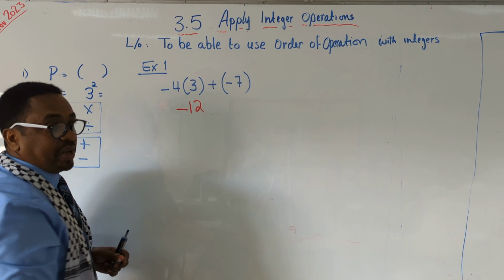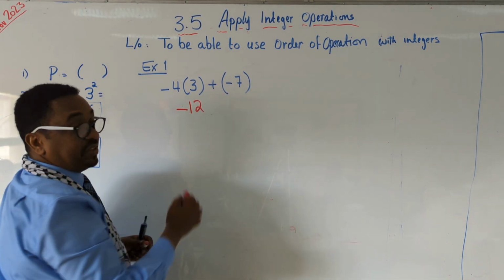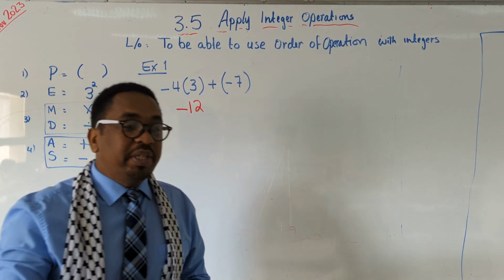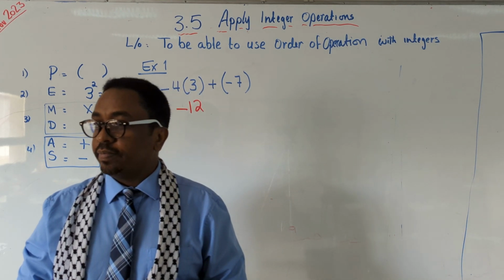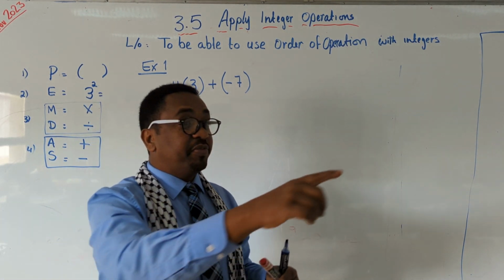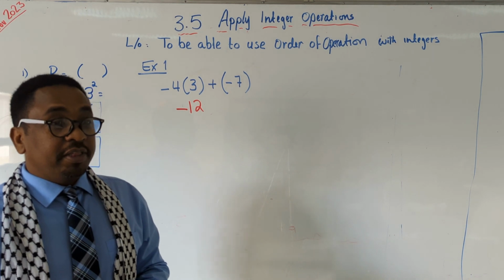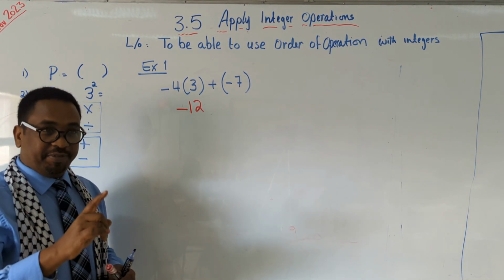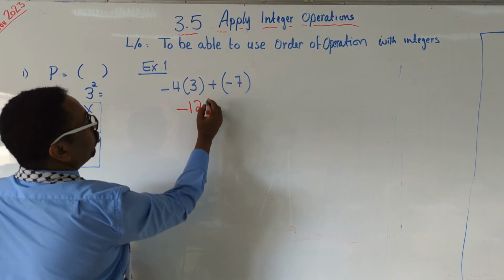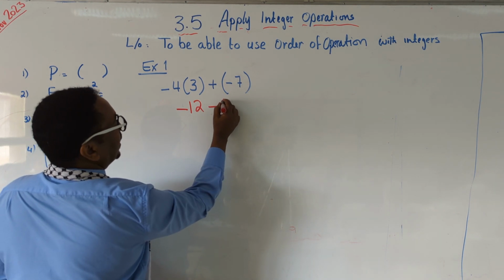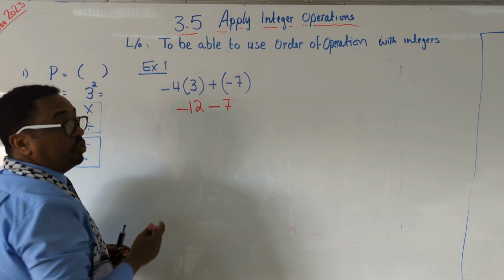Now, if you look at this one, we have negative and positive next to each other. What will they change into? If negative and positive are next to each other, they will become negative. The negative is stronger. So these two will become negative, and then we bring down the 7. Now what we have to do is work this out.